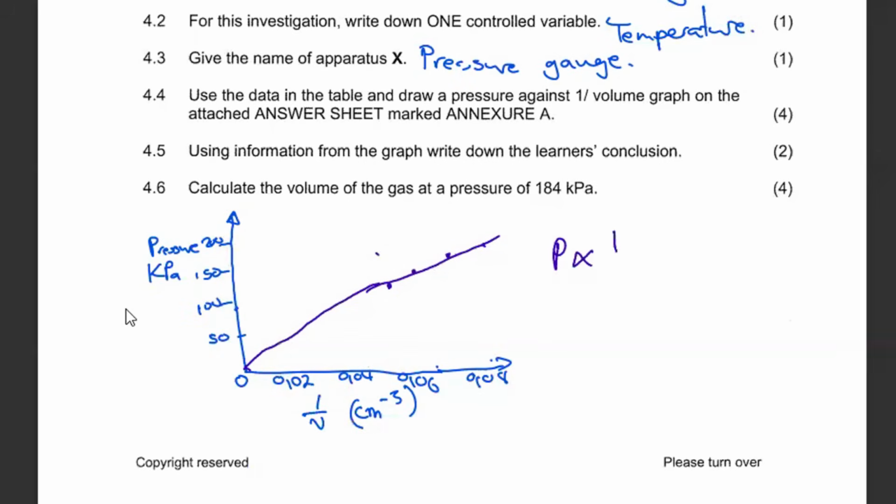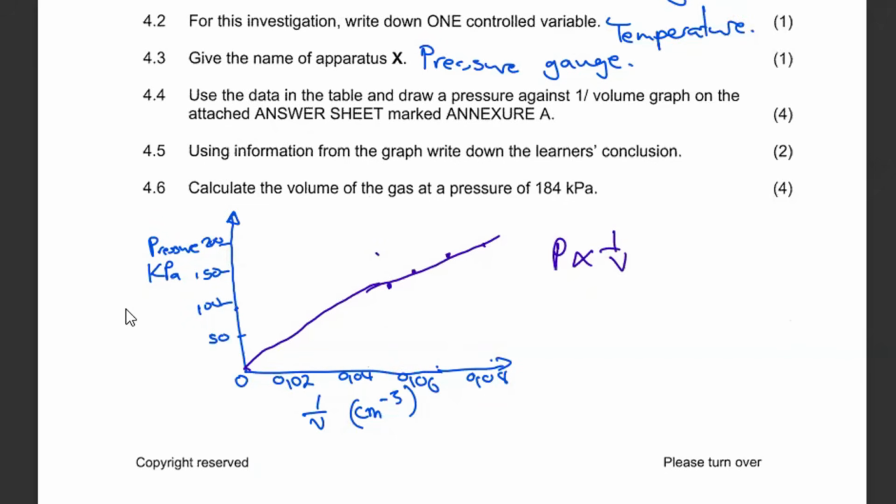Pressure is inversely proportional to the what? To the volume. That's what we can actually conclude from the graph: that pressure is inversely proportional to the volume. Then 4.6 reads: calculate the volume of the gas at a pressure of 184 kilopascals.